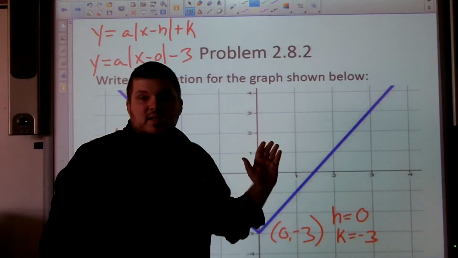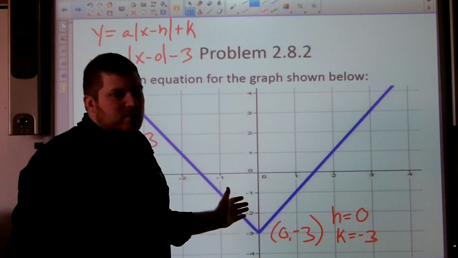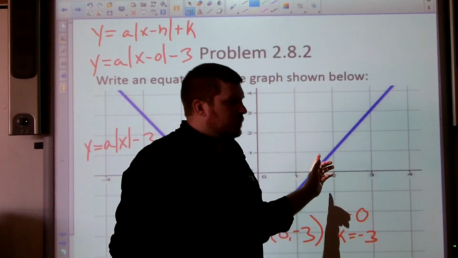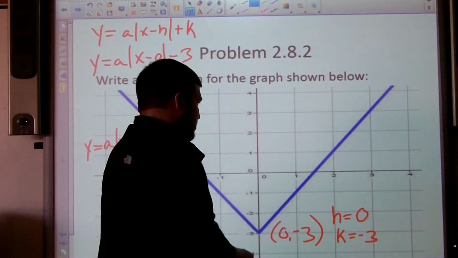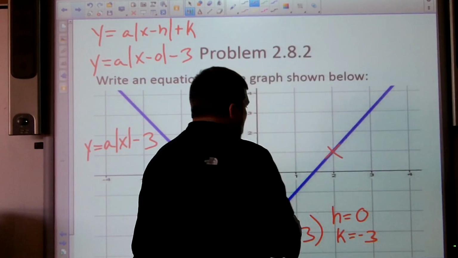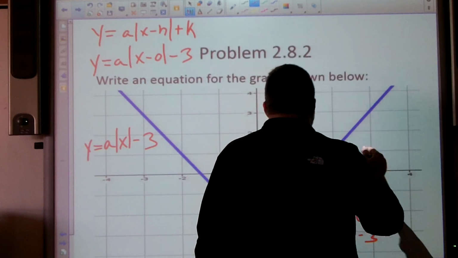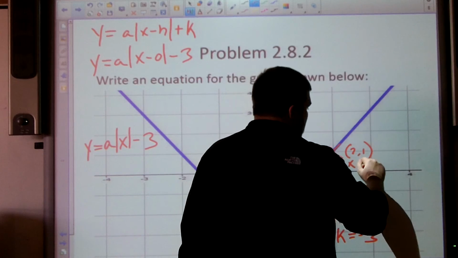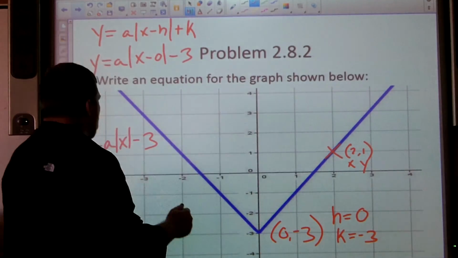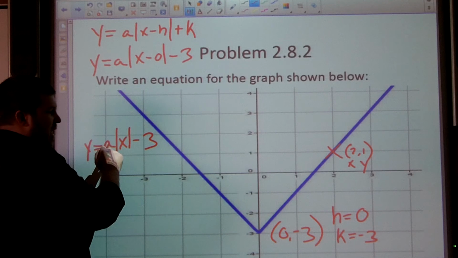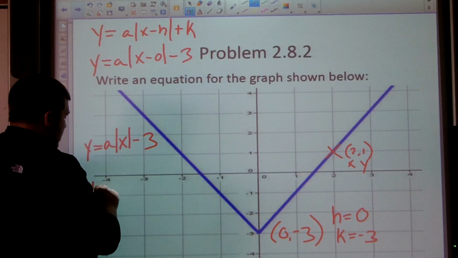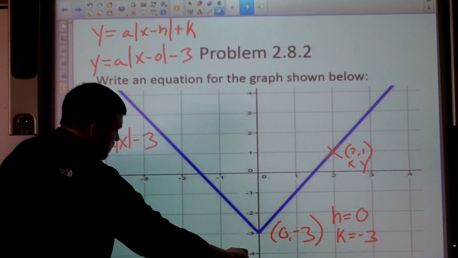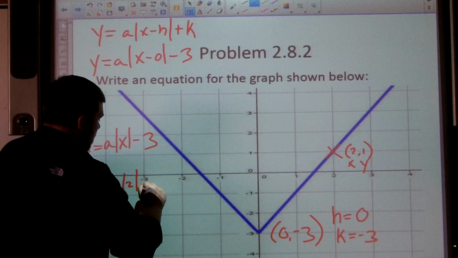What I'm going to do, that's kind of like our y-intercept, but it's not really, okay? All we're going to do is find a nice point on the graph and plug in for x and y. So here's a nice point right here. That point right there is 2, 1. So everywhere I see an x, I'm going to plug in a 2. Everywhere I see a y, I'm going to plug in a 1. I'm going to do that, and all that's going to remain is my a. So I have 1 is equal to a times the absolute value of 2, minus 3.